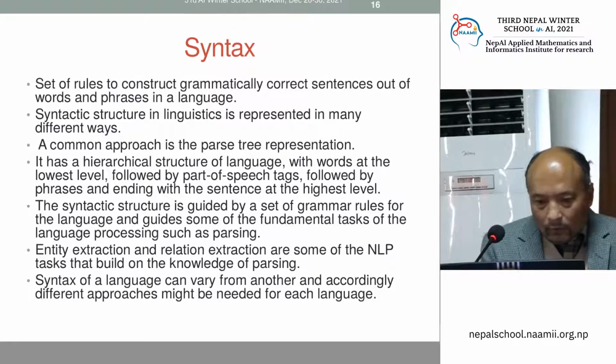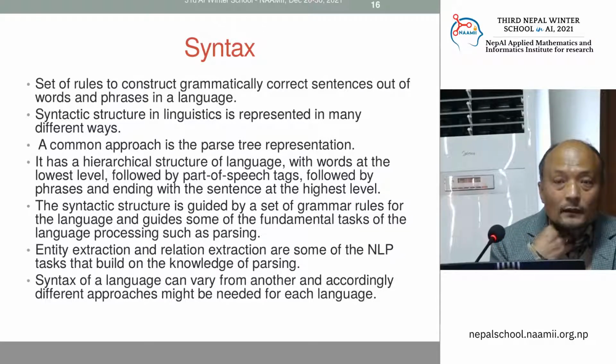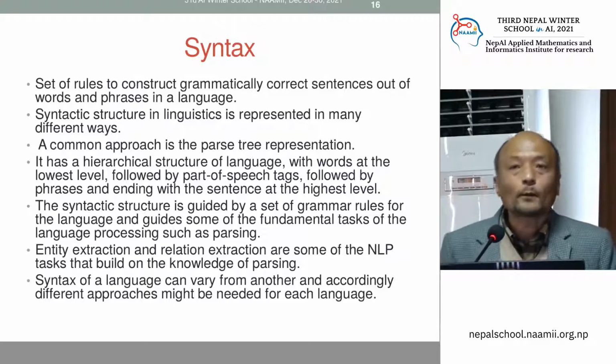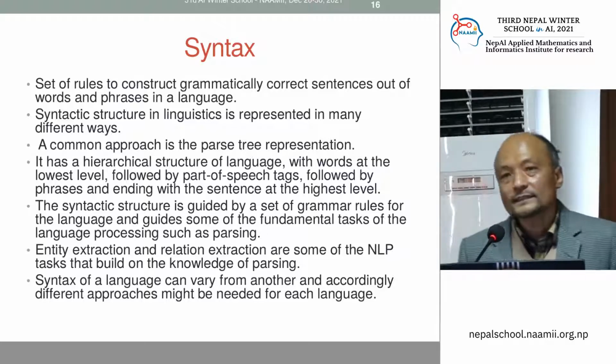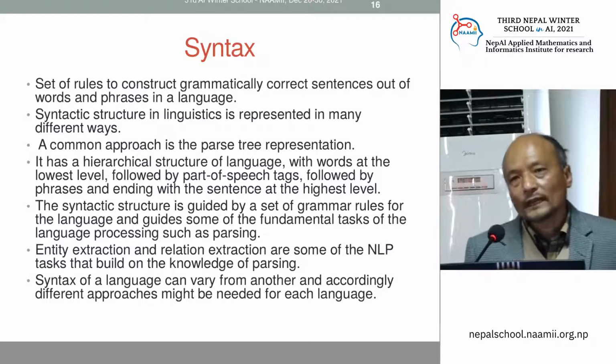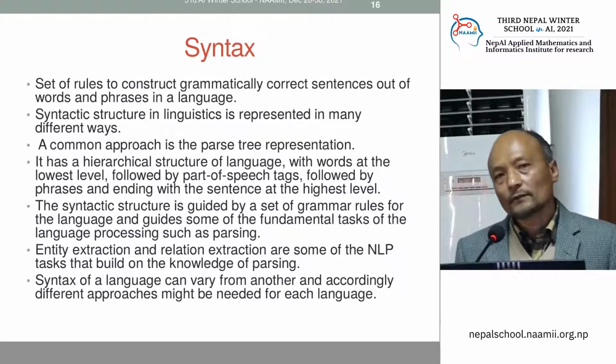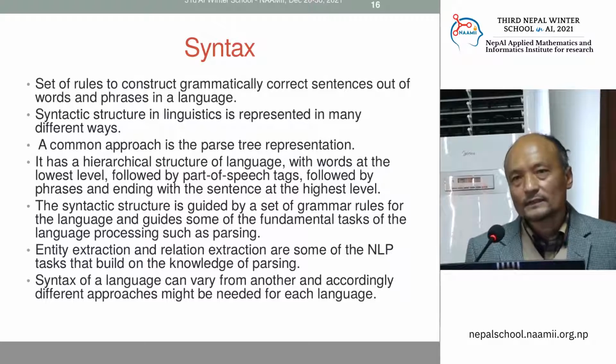And entity extraction, relation extraction, all of these build on syntactic parsing or syntactic analysis. Right. So the syntax of a language can vary from one to another, and that means that we need to apply different approaches to do a syntactic analysis of the language. English, for example, we can follow the phrase structure grammar, or the context-free grammar proposed by the famous scientist Noam Chomsky, right? We can do that with the context-free grammar, phrase structure grammar.